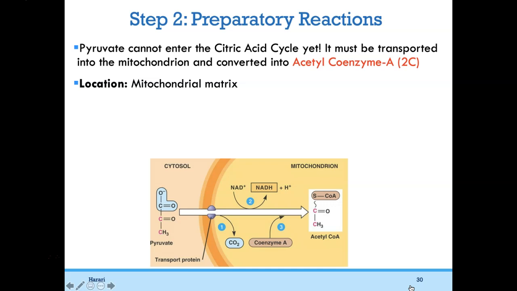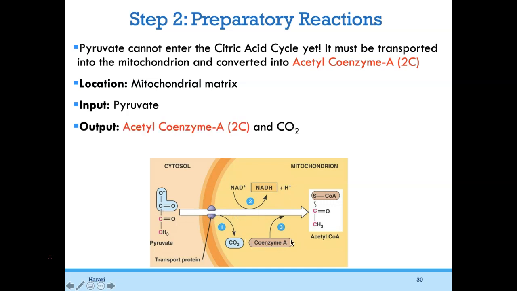So, step 2, the prep reactions. Pyruvate cannot enter the citric acid cycle yet. We first want to get it from the cytoplasm into the mitochondria and convert it into acetyl coenzyme A. Acetyl coenzyme A is what can enter the Krebs cycle, the citric acid cycle. So what we have to do is take the pyruvate from the cytoplasm, transport it into the mitochondrial matrix, that's where this occurs. And it is broken down into acetyl coenzyme A and CO2.